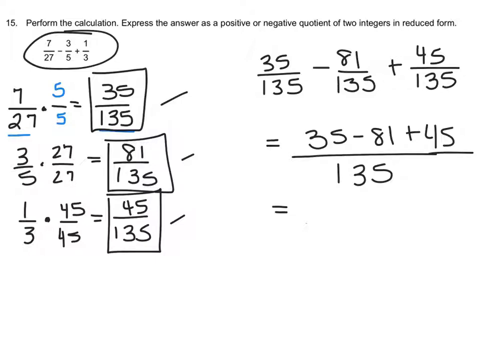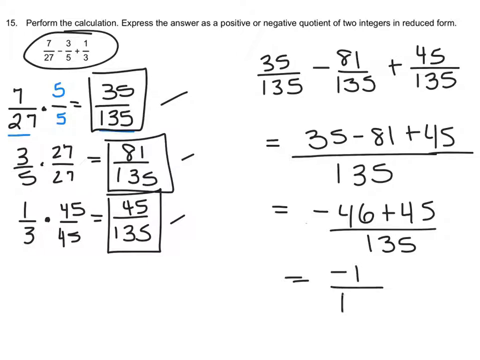35 minus 81 is negative 46. And negative 46 plus 45 is negative 1. So my final answer is negative 1 over 135.